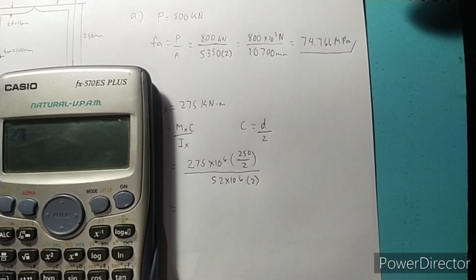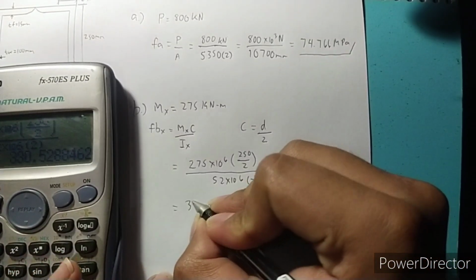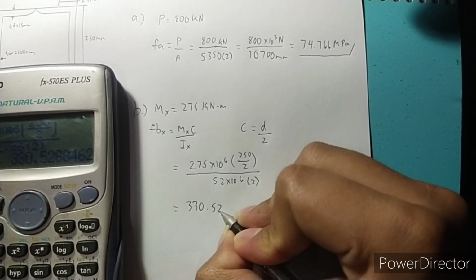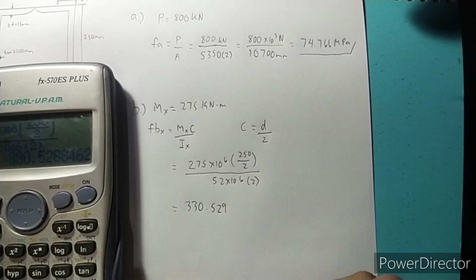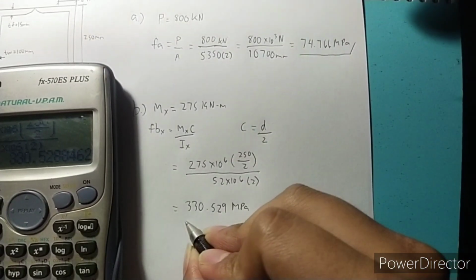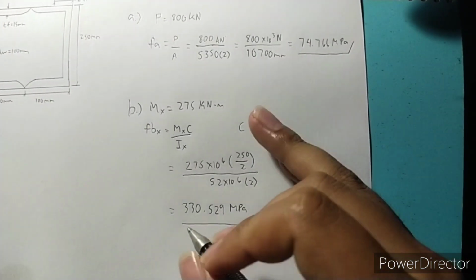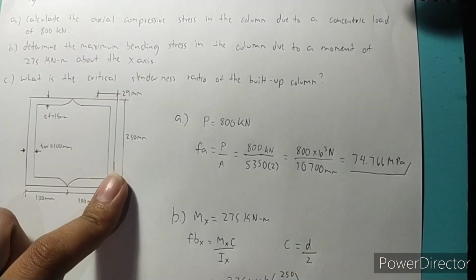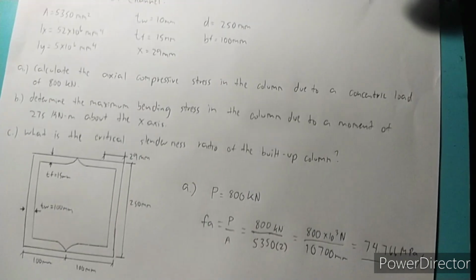Okay? So, kumpitin na natin. 275 times 10 raised to 6 multiply by 250 over 2. Tapos, all over 52 times 10 raised to 6. Multiply natin sa 2. So, equals to, so ayan, 330.529 megapascal. So, ito na yung ating the maximum bending stress in the column. Okay? So, last, letter C.